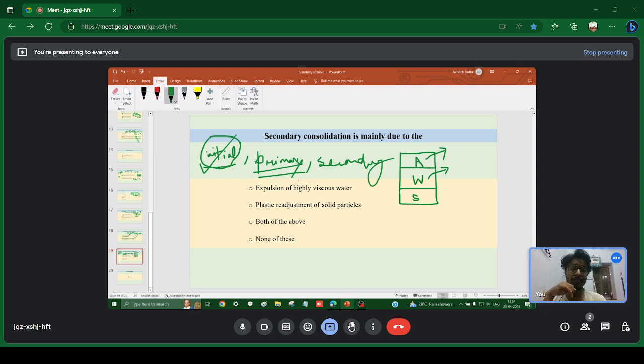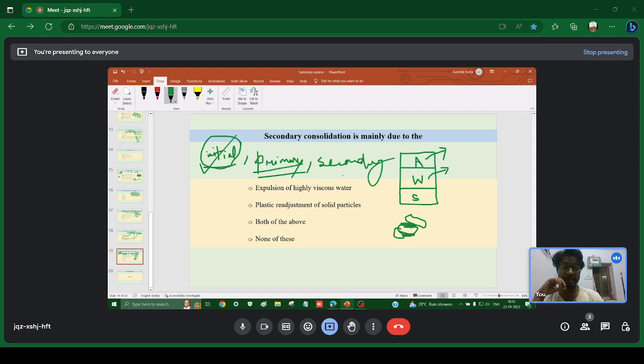After a certain point of time, when almost the entire water has been expelled from the soil mass, we can never be 100% sure that the soil is now completely dry or devoid of water. The soil particles may have highly viscous water attached to their surface, like this. Because of this highly viscous water, which is present even after the expelling of water in primary consolidation, the soil has a particular type of arrangement. It cannot come to a closer packing arrangement.